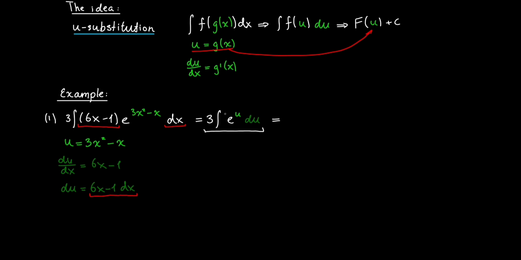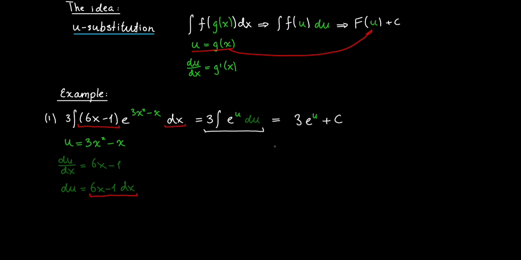We know that e never changes, no matter if you do the derivative or the integral. It's still going to be just e to the power of u. And of course, never forget that we had a constant in the front. And in the end, we do have to add a plus c.